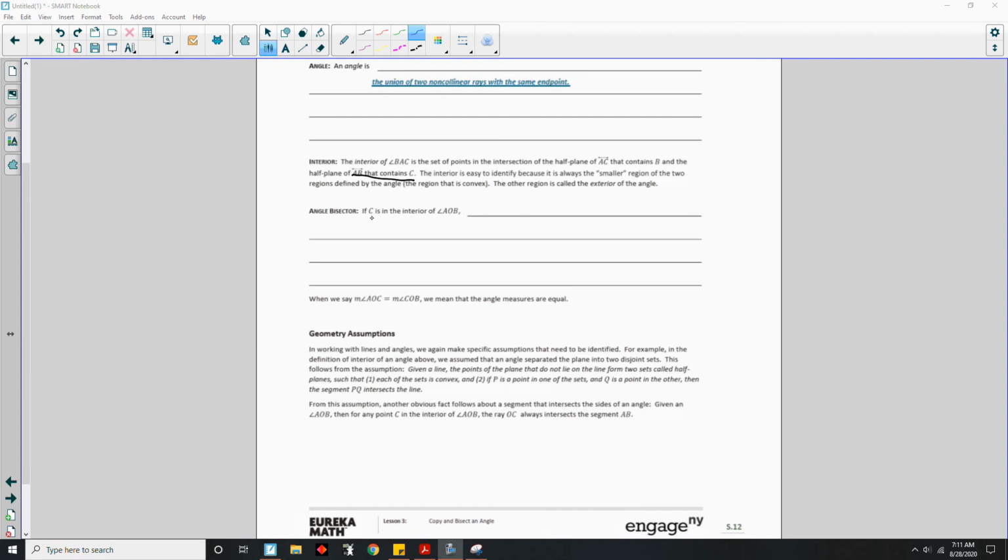Okay, now we're on to angle bisector. It says if a point C is in the interior of angle AOB. So now that we know what an interior is, if I have an angle like so, I'm just going to draw this quickly to save time. And this is, okay, my pen's not working properly.